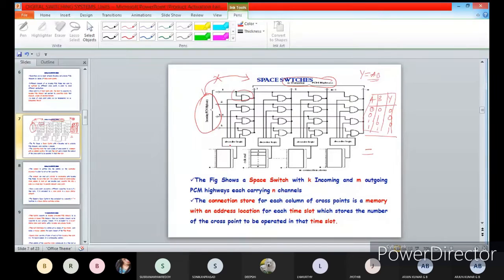Here, how do we make this cross point by using this AND gate? By using this AND gate, we can make a cross point between the incoming and outgoing PCM highways. Clear about this one? Any doubt regarding this? Any doubt?